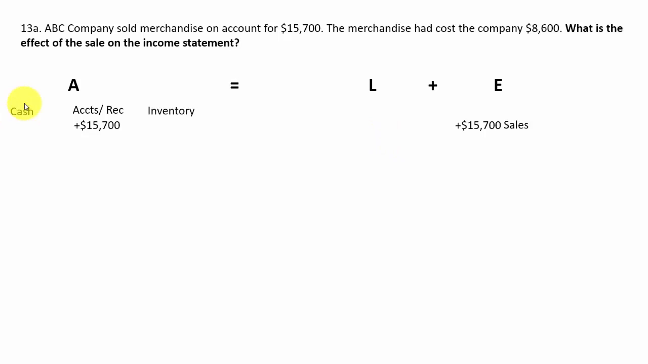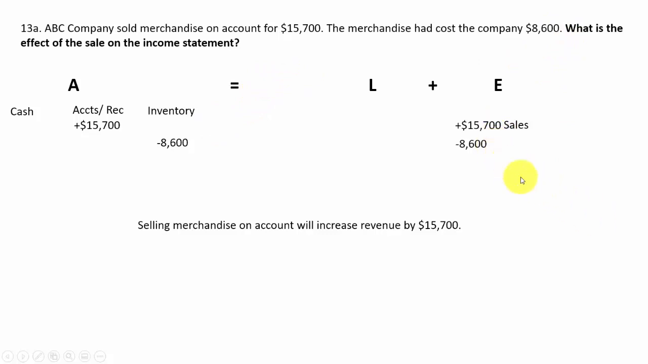That is the retail side of the transaction. And then this merchandise cost is $8,600. So selling merchandise on account will increase revenue by $15,700. And we want to reduce inventory by what it cost us, which was $8,600. And also under equity, we'll have a cost of goods sold of $8,600.